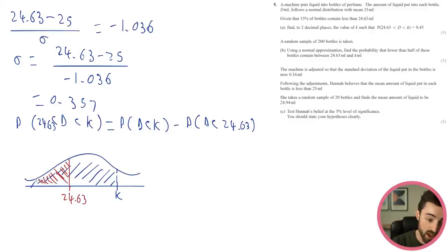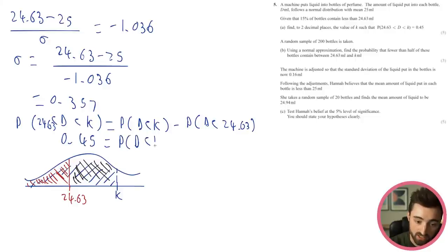So if I take that blue area and take the red area away from it, what am I going to be left with? I'm just going to be left with this black area, which is the probability that D is between K and 24.63. Cool. So this is a value that we know how to work out. We're also told that this is equal to 0.45, meaning I can get the value for this thing, and I can then use my calculator for it. So let's get this value first of all. I know that this is 0.45. This is still going to be my unknown because I don't know what that is.